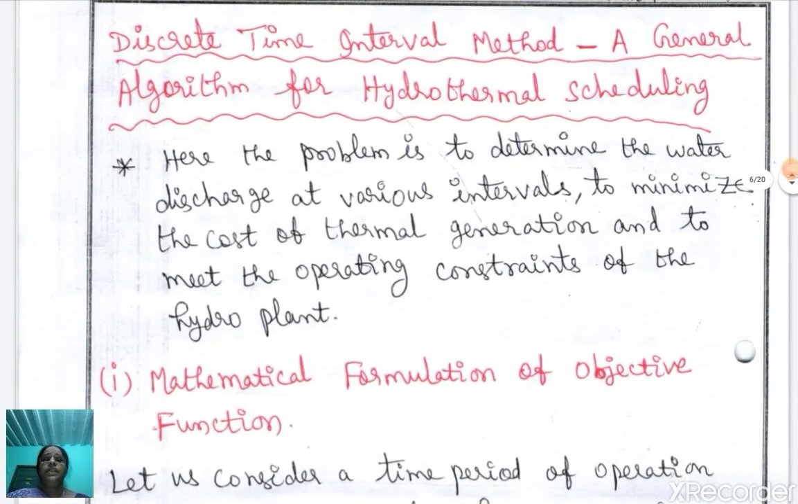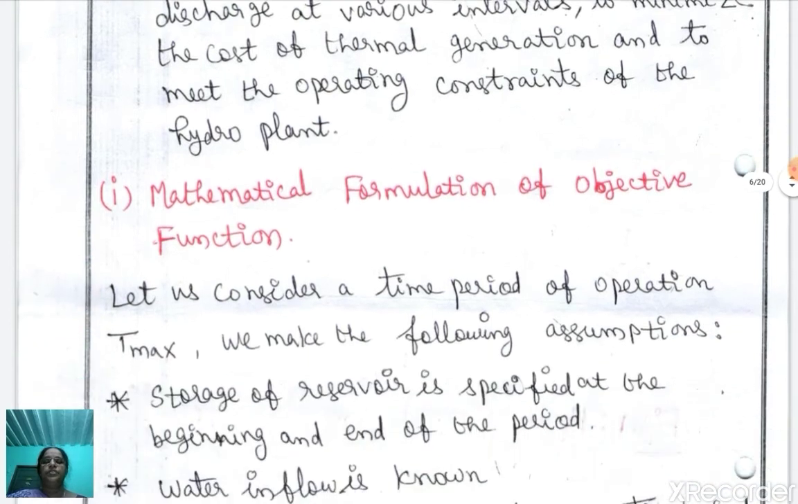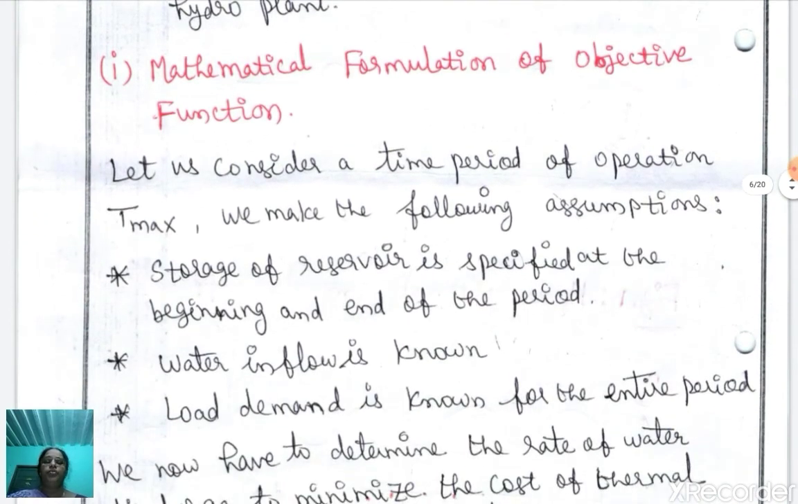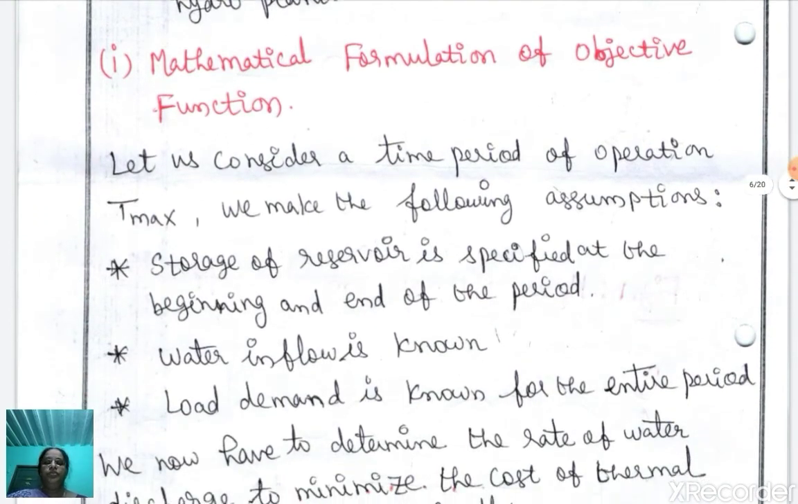Then the discrete time interval method, a general algorithm for hydrothermal scheduling. The first one is: here the problem is to determine the water discharge at various intervals to minimize the cost of thermal generation and to meet the operating constraints of the hydropower plant. What are the constraints? First one is the mathematical formulation of the objective function.